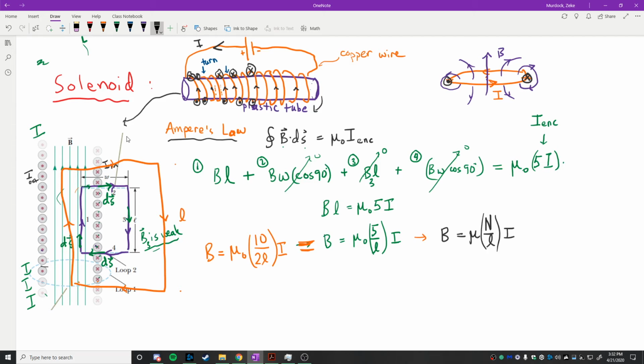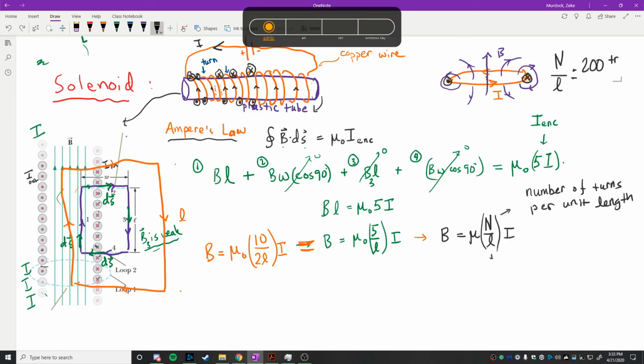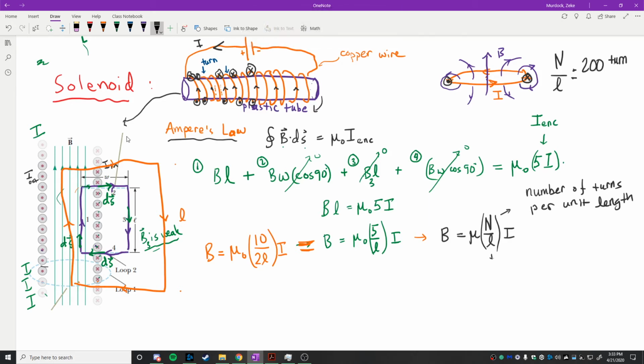And then this quantity right here is basically going to be a constant. And it represents, what is this? It's number of turns per unit length. An example of what n over L could be would be something like 200 turns, this is really hard to write over here, per, I don't know, centimeter, right? It could be 200 turns per meter. If it's 200 turns per centimeter, that's a whole lot more turns in a tiny location, right?